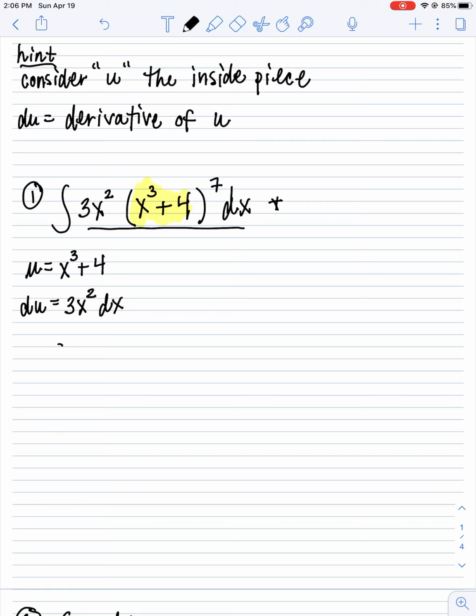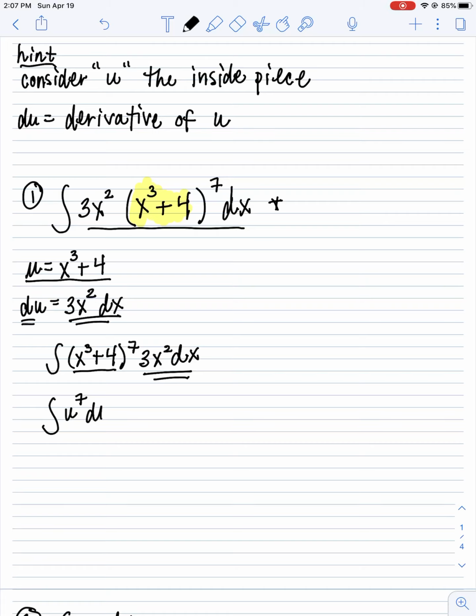Now, I'm going to rewrite this just to make it a little bit more simple for some of you. If I bring the (x cubed plus 4) to the 7th power to the front and the 3x squared dx to the back, this is just so you can see it a little bit easier. Hopefully now you recognize that x cubed plus 4 is u. So that's going to be u to the 7th power. And 3x squared dx, guys, 3x squared dx is simply du. So I can write du.